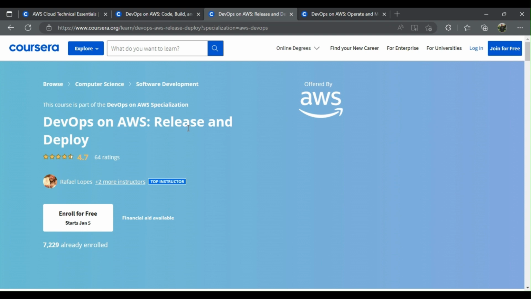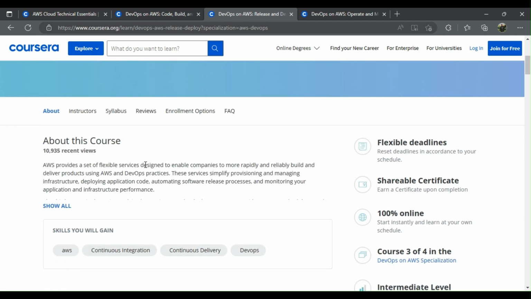3. DevOps on AWS: Release and Deploy. What you learn: AWS provides a set of flexible services designed to enable companies to more rapidly and reliably build and deliver products using AWS and DevOps practices. These services simplify provisioning and managing infrastructure, deploying application code, automating software release processes, and monitoring your application and infrastructure performance.